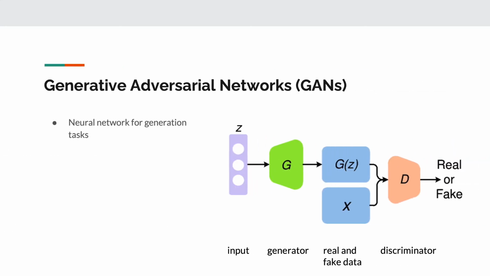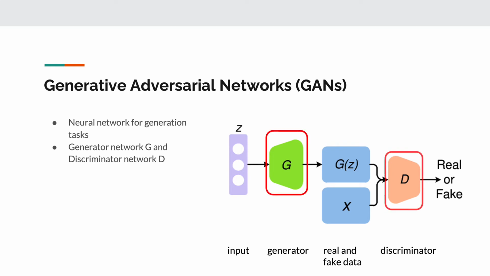Generative adversarial networks are a type of neural network that is usually used for generation tasks. A generative adversarial net is composed of two subnetworks, namely a generator G and a discriminator D. During training, the generator and the discriminator play a two-player minimax game, where they share a common loss function that represents the error rate of the discriminator.